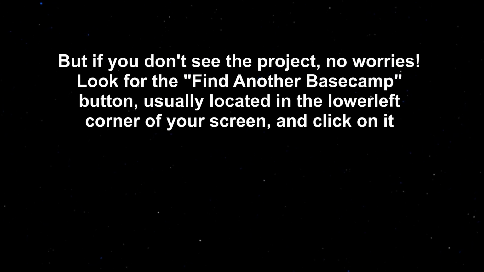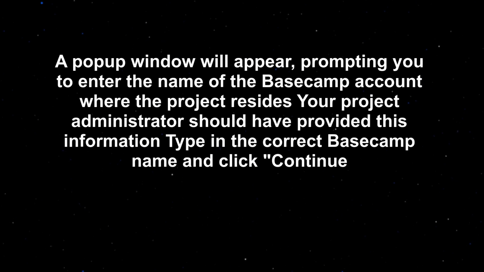Look for the Find Another Basecamp button, usually located in the lower left corner of your screen, and click on it. A pop-up window will appear, prompting you to enter the name of the Basecamp account where the project resides. Your project administrator should have provided this information. Type in the correct Basecamp name and click Continue.